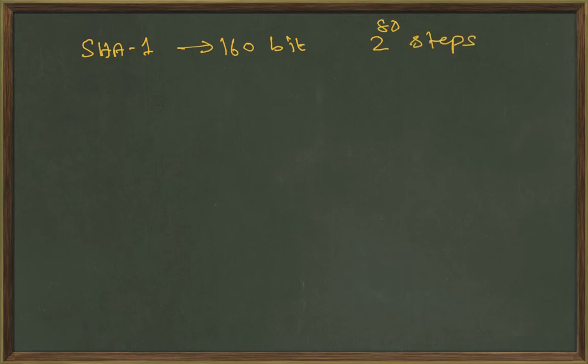The SHA-1 algorithm is based on the MD4 family of algorithms. If you remember, MD4 was invented by Ronald Rivest, right? The guy who invented the RC4 cipher and a lot of other ciphers. So the internal structure of SHA-1 is almost similar to this MD4 family.